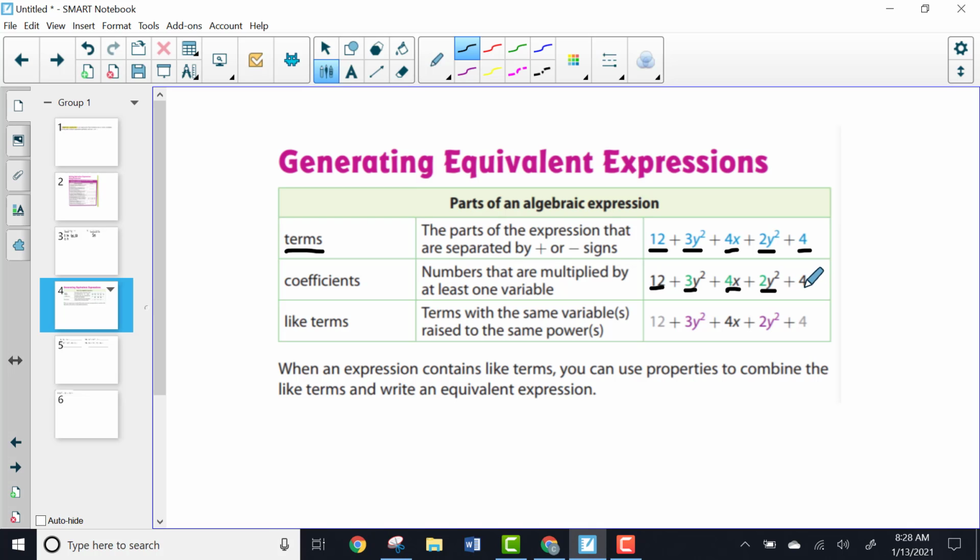12 and 4 are constants. But 3y to the power 2, 4x, 2y to the power 2 are coefficients. Why? Because they are numbers that are multiplied by at least one variable.